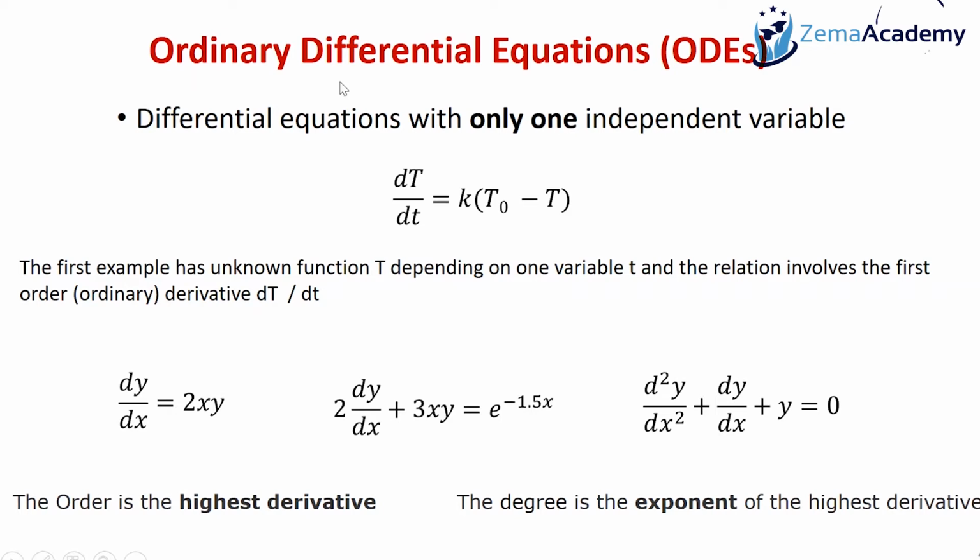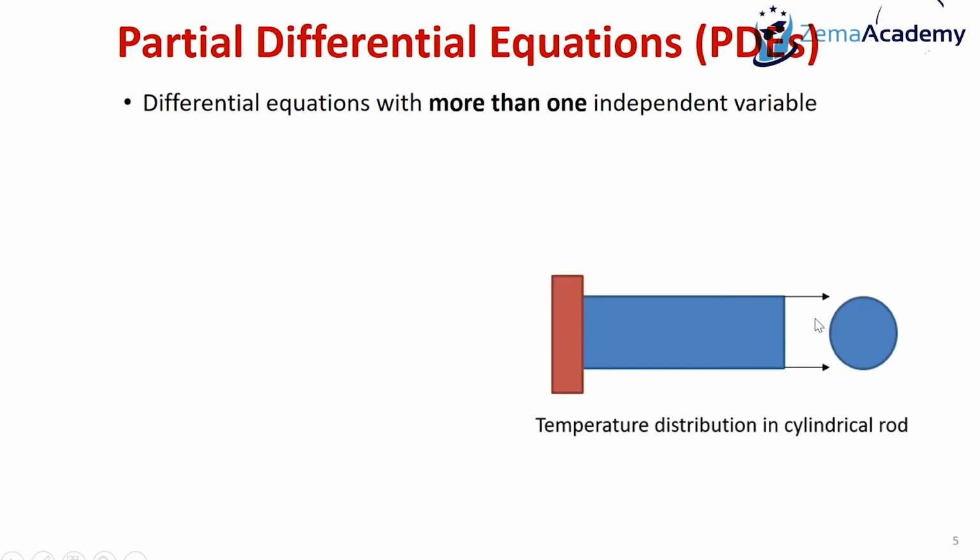Compared to this ordinary differential equation, we also have another type of differential equation, called partial differential equations. Partial differential equations are those which have more than one independent variable. For example, the simplest example is, let's say we have a metallic rod, and that metallic rod is heated with respect to time.